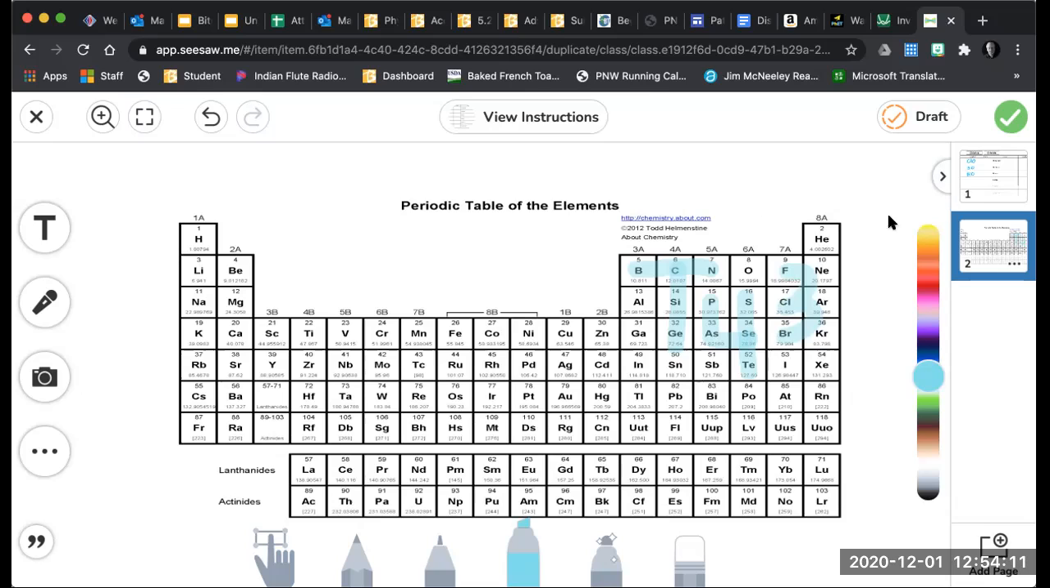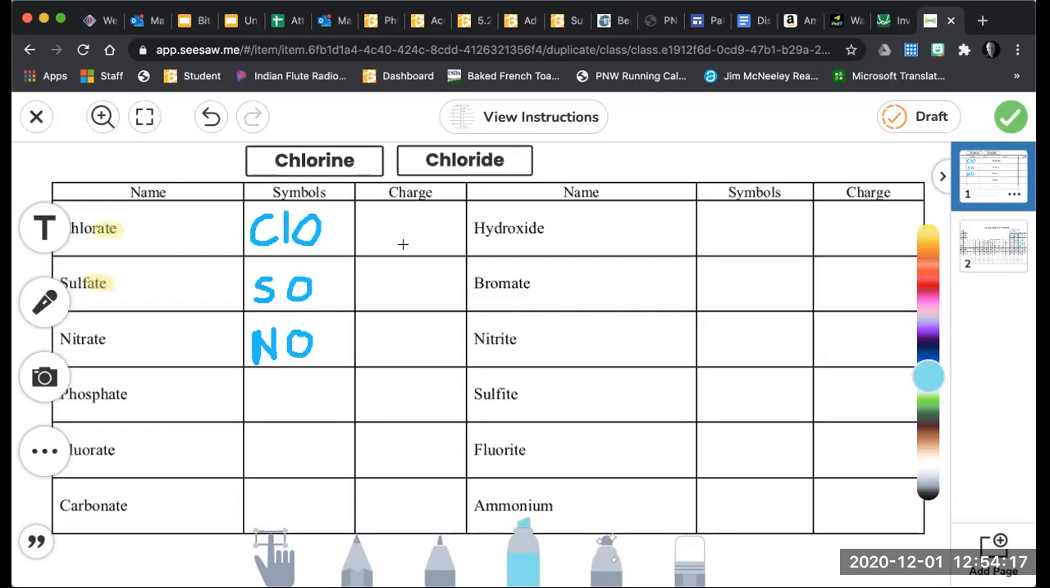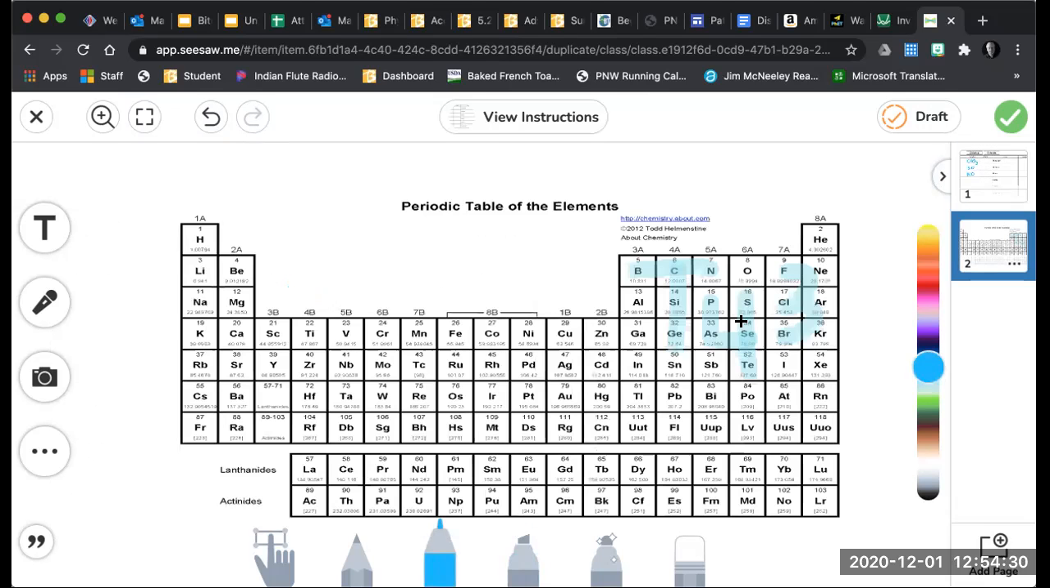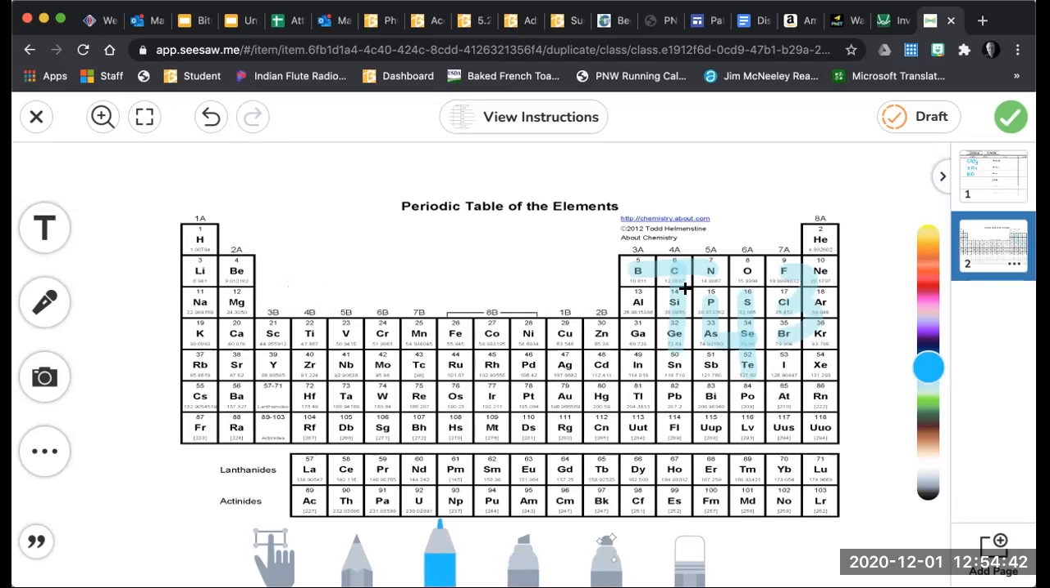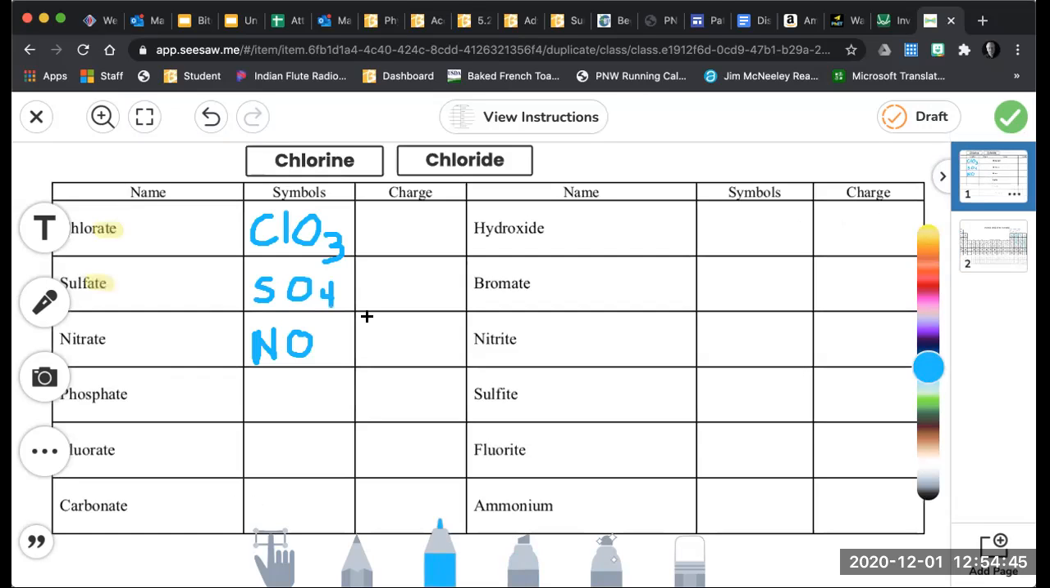So chlorate was my first one. It's right here, in the 3 part. And so I know it has 3 oxygens, like that. For sulfate, I have to come over here and find sulfur. It's in the 4 part, and so I know that it is sulfate, like that. Nitrogen over here is in the T part. The T stands for 3, so I know that there are 3.